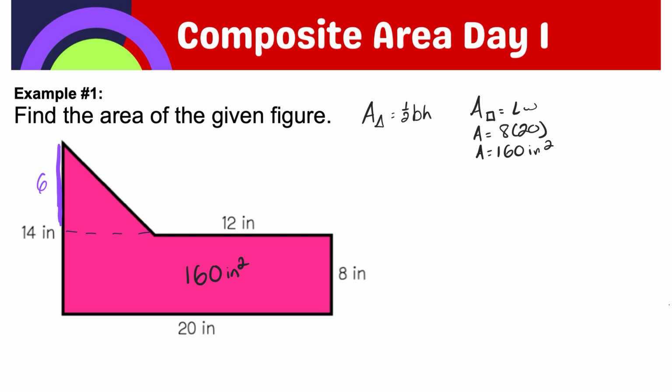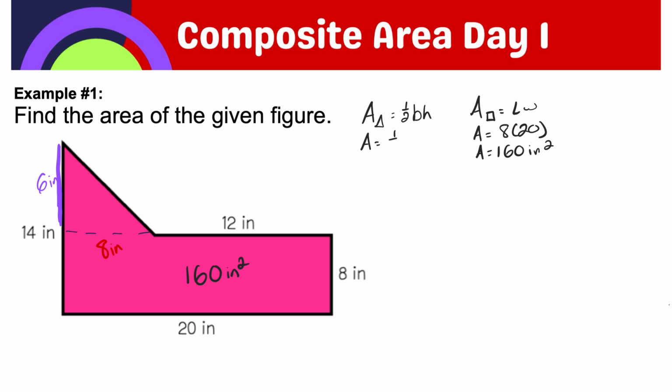And then we'll do the same thing with this bottom piece right here. So if this full distance is 20 and this is 12, 20 minus 12 is 8. Okay, and now we have our dimensions of our triangle, and we can use it in our formula.